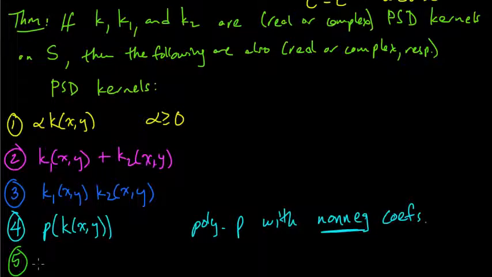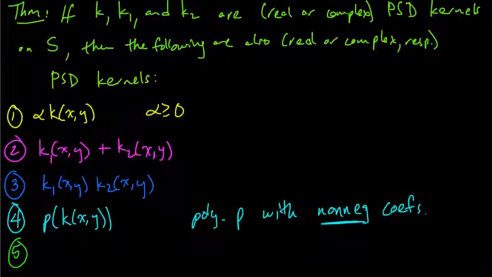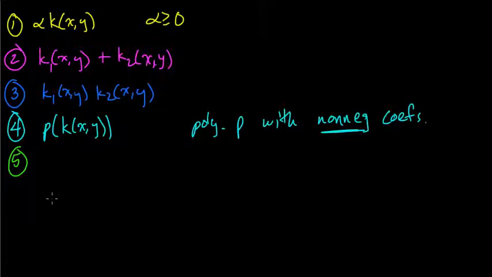5. Let's make some space. 5 says that, so this is sort of a generalization of 4. If we take the exponential, if we take e to the kernel, not really a generalization, I guess, but you can use 4 to prove 5. This is also a kernel, positive semi-definite kernel.